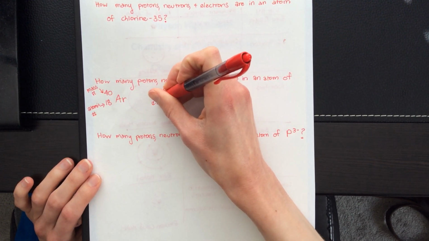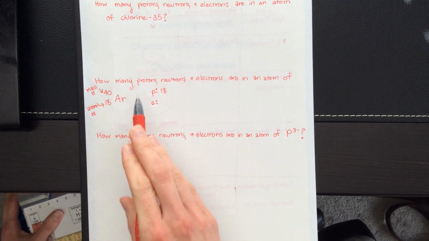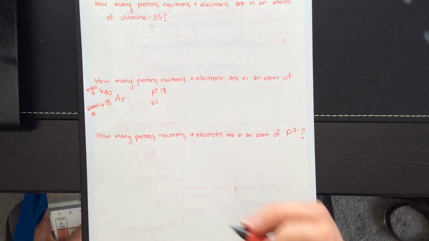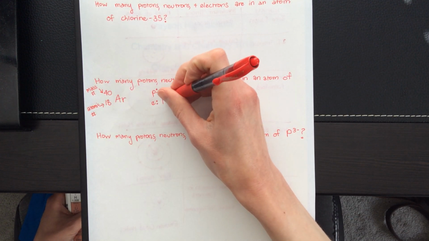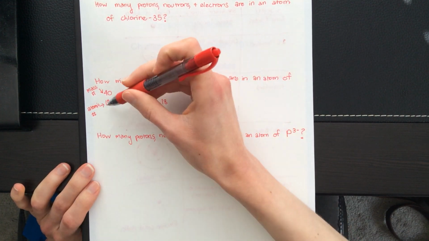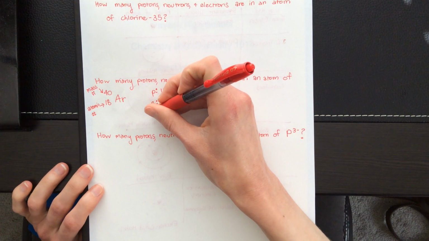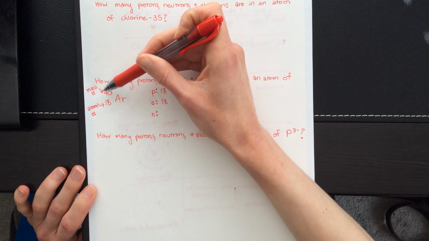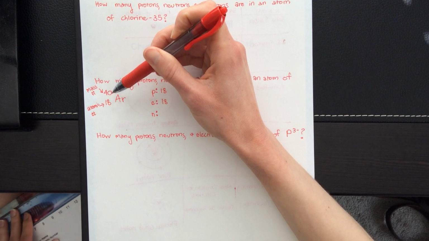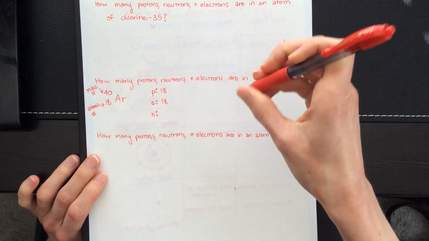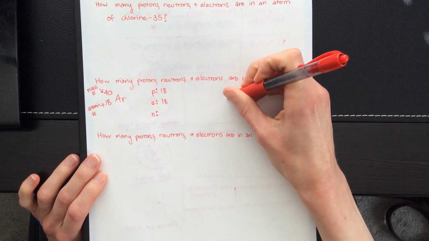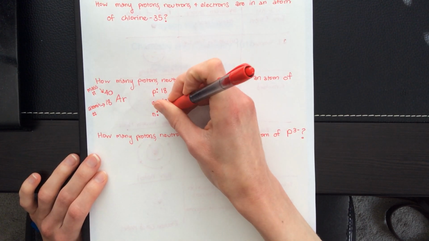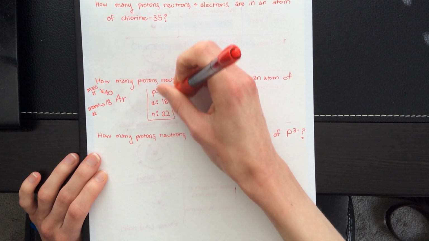Now in a neutral atom, and this atom is neutral because there's no charge written, the number of protons and electrons is going to be the same. So there's going to be 18 electrons and 18 protons. That's just from the atomic number. Now to find the number of neutrons, we have to take the mass number, because that's the protons plus the neutrons, and subtract the protons from it. So if we do 40 minus 18, we get 22. So this is going to have 22 neutrons.